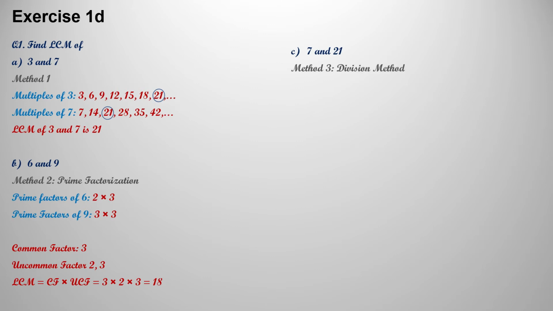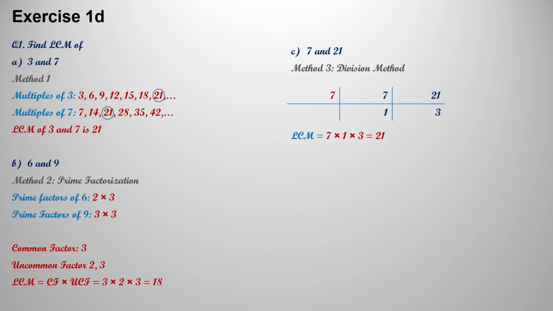Part C, 7 and 21. The third method would be division method. You divide 7 and 21 by 7. The answer is 1 and 3. You multiply the prime factor with the remainders, 7 being the prime factor and the remainders being 1 and 3. The answer is 21.